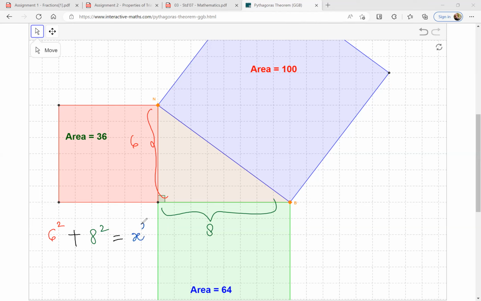So 6 square is how much? 36. Very good. And 8 eights are 64. And what is 36 plus 64? 100. So that means x square is equal to 100. Now you will ask yourself, which number do I have whose square is 100?